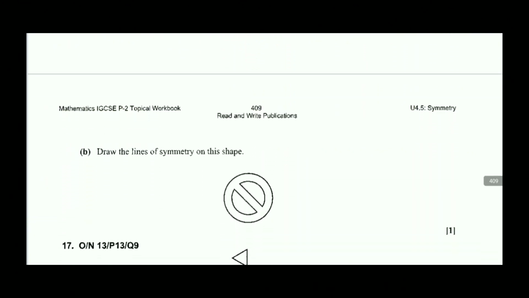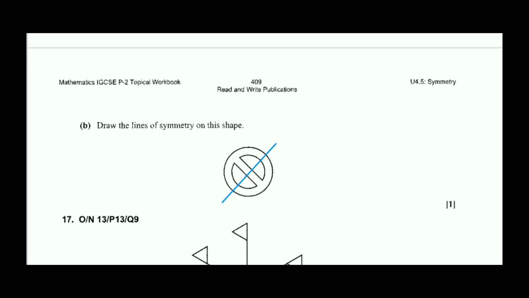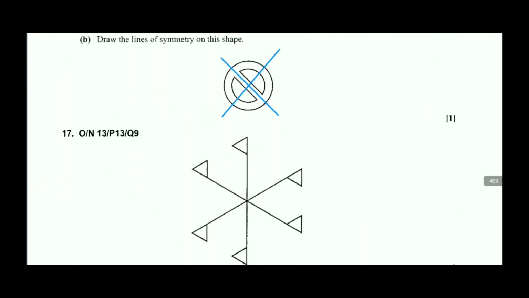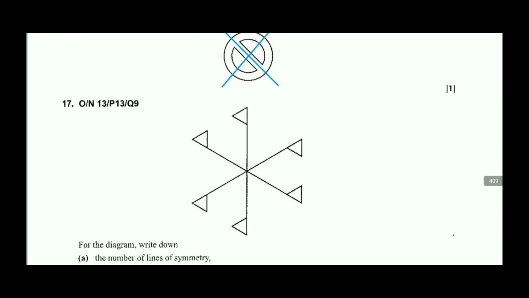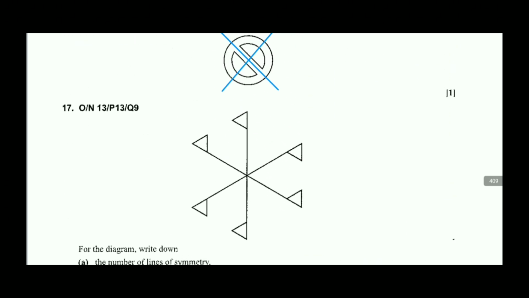Draw the lines of symmetry on this shape. This one and this one. So these are the lines of symmetry of this shape. The remaining questions you can complete by yourself. One more question I will explain to you.